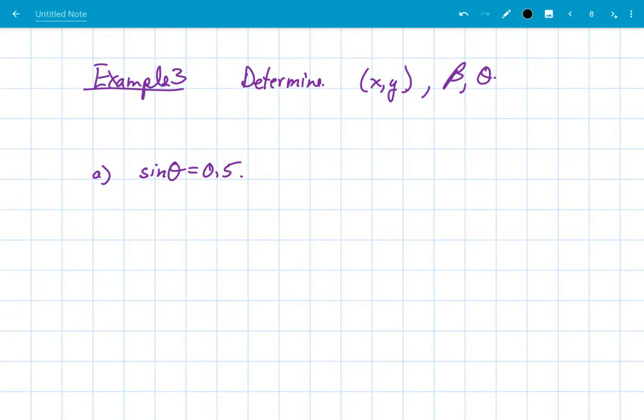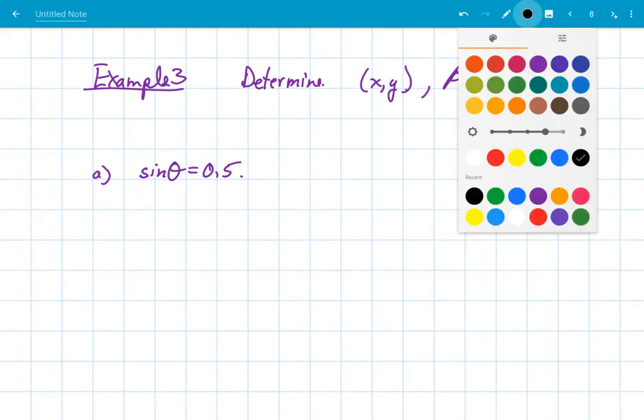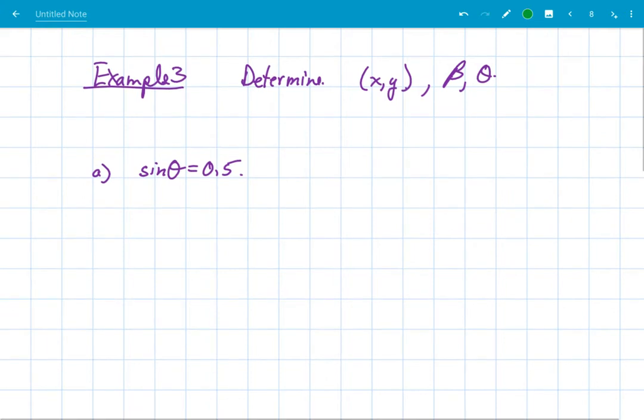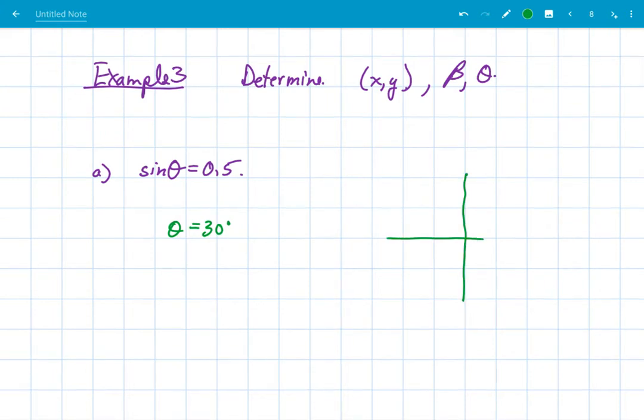Now, we don't know theta. We're not given theta. We're having to find theta. What we're given is the trig ratio. It's 0.5. Go ahead, use your calculator. It's a special. What does your calculator say that is? Theta is 30 degrees. Yep, that's right. I'm just going to sketch that quickly. There, it's 30 degrees, just like that.